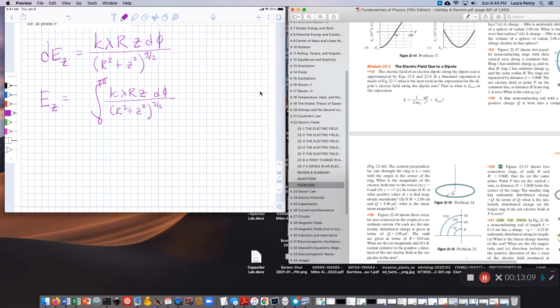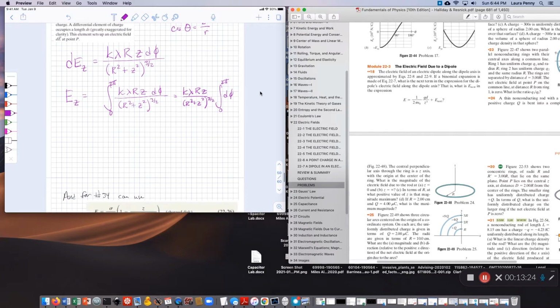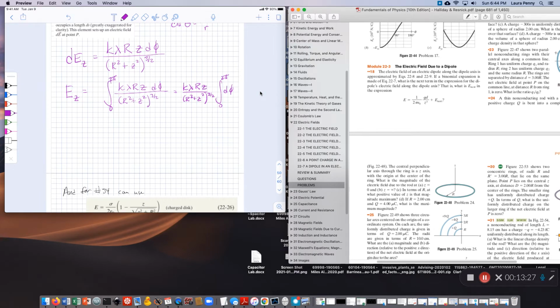So everything comes out. I end up with k lambda r z over r squared plus z squared to the 3/2 d phi from 0 to 2 pi. Well, that's very simple. It's just phi. It's just 2 pi. So again, k lambda 2 pi r z over r squared plus z squared to the 3/2 power.